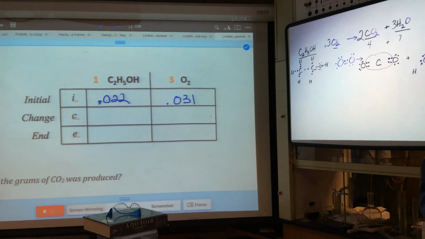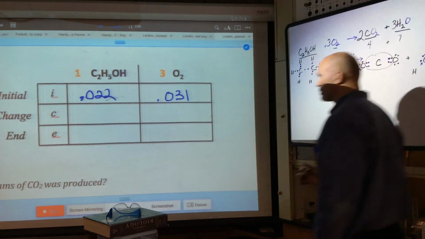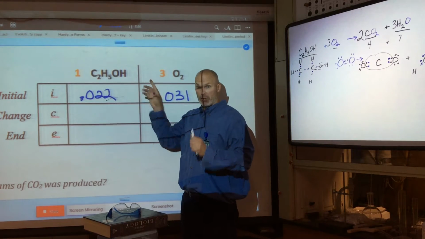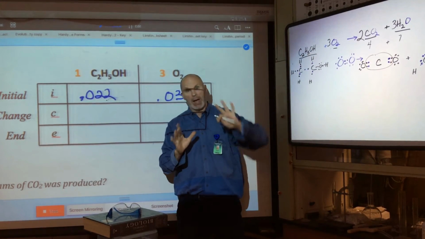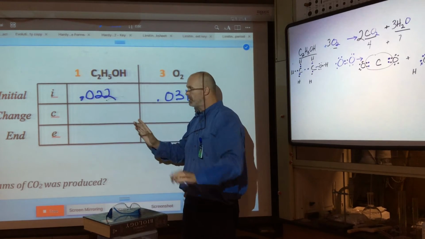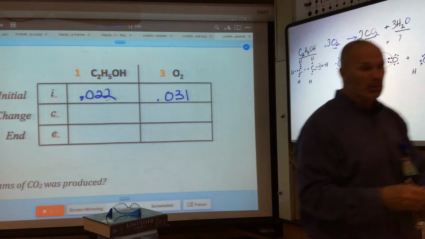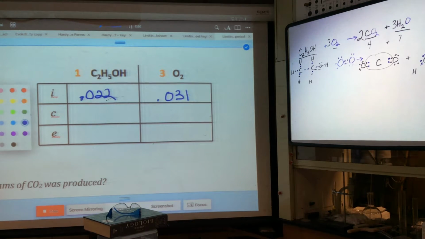Now we're going to move to this. This is where I think life gets easy for us. Now I know it's a 1-to-3 ratio. That I get from balancing. That is everything. Without those ratios, this can't be done. So watch how I decide who is in excess and who is the limiting reagent. First, let's start with the ethanol.